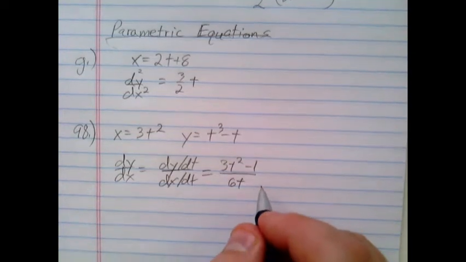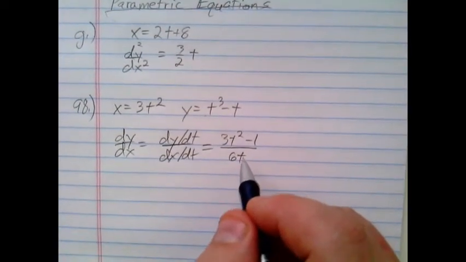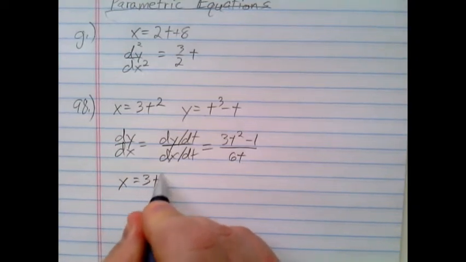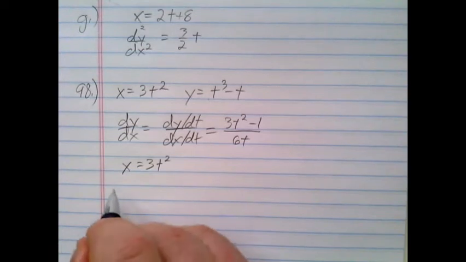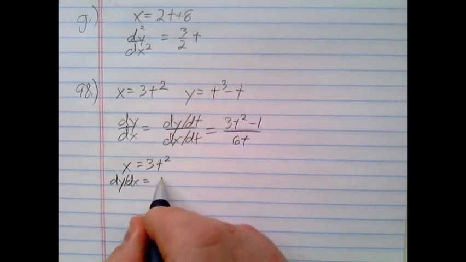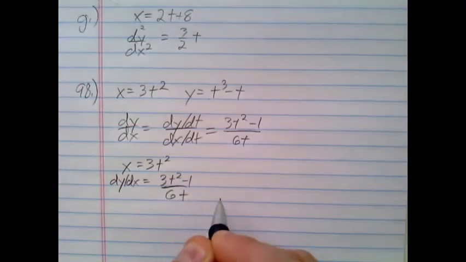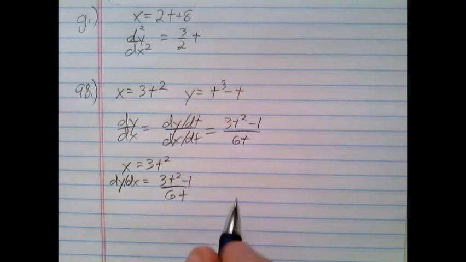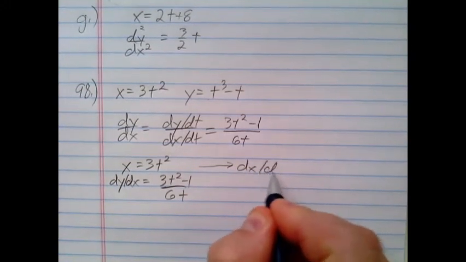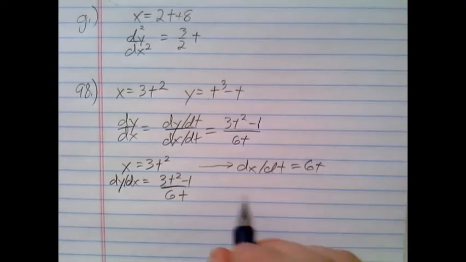Before I can take my second derivative, I need to state my first derivative in full parametric form, though, which means I need to pair it back with the x equation from the original function, and then dy/dx is 3t squared minus 1 over 6t. Okay, so dx/dt, well, we already said that was 6t.